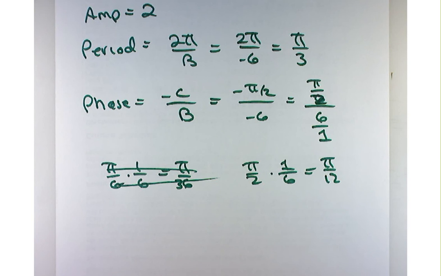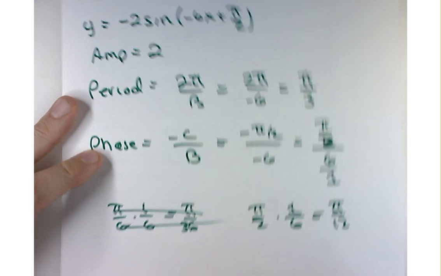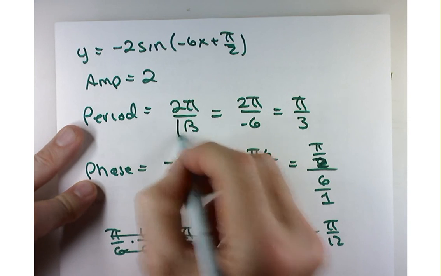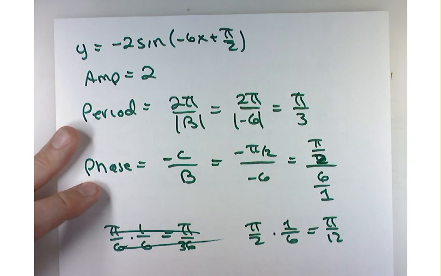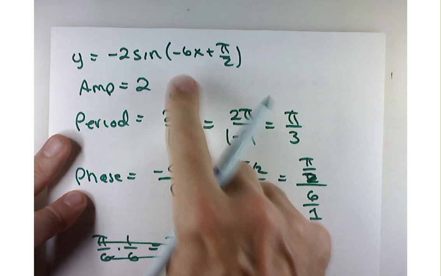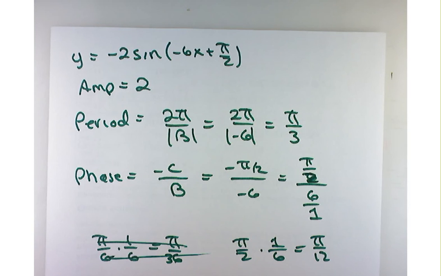I'll be honest with you. They caught me off guard when they gave me a negative coefficient in front of that value there. Let me show you what the negative is going to do to your graph, because that's going to play into how we graph this on my math lab.